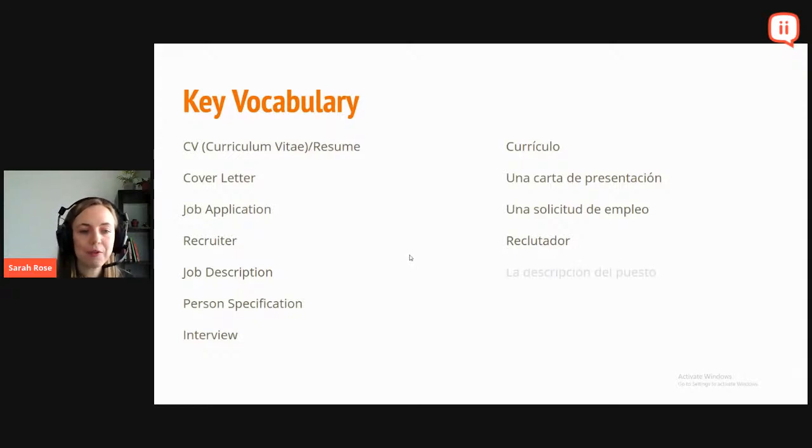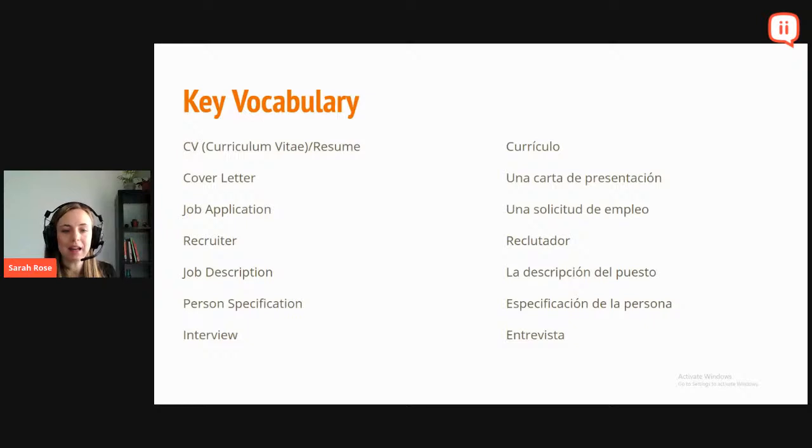We have recruiter, we've already said, the person who chooses which CV is successful. And then we have the job description, the person specification. Now, these are two things that are often on the same page. They're quite similar, but they are separate. A job advert will usually have the job description, which describes what you will do in this job. What are the responsibilities of the job? What is the remit? What will you be expected to do? And everything.